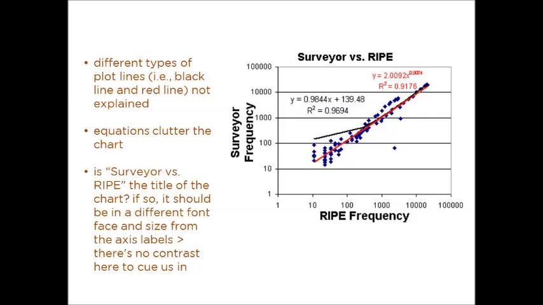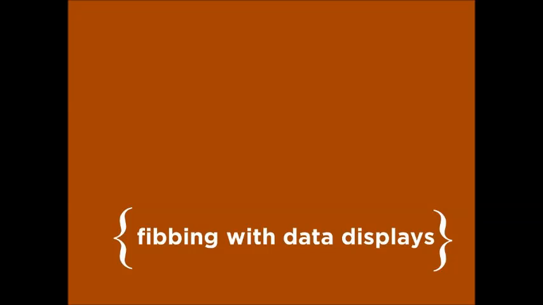I don't even really want to talk about this. Well, okay, I'll say this. This is where the chart designer failed to use contrast well, one of the key design principles. Convention might tell us that severe versus ripe is the title, but because the title font size and face is exactly the same as the X and Y axis labels, we're left unsure. Okay, so these document designers made some poor choices. We can learn from them.